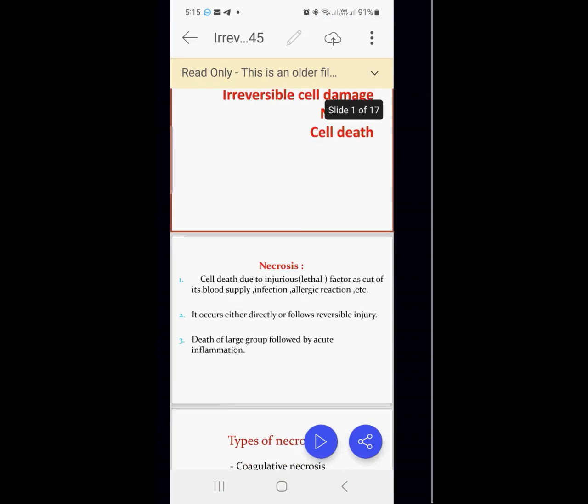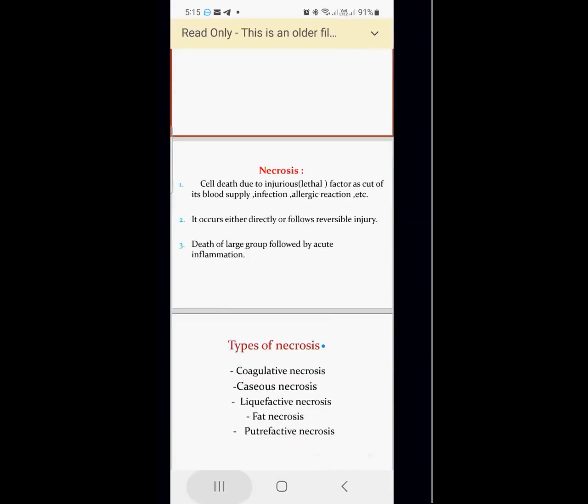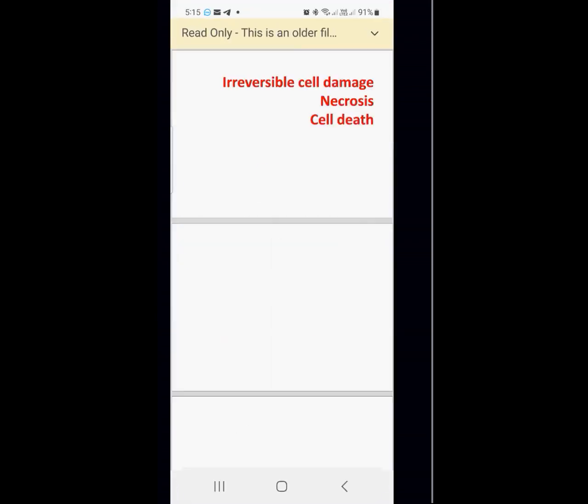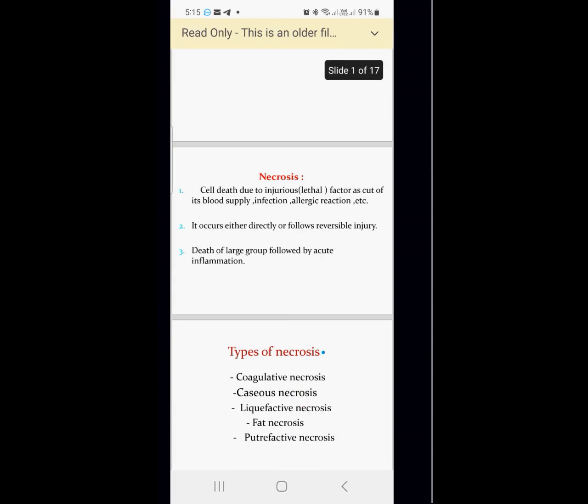Irreversible cell damage. عرفتوهم إنهم نوعين صح؟ There are two types, necrosis and apoptosis.